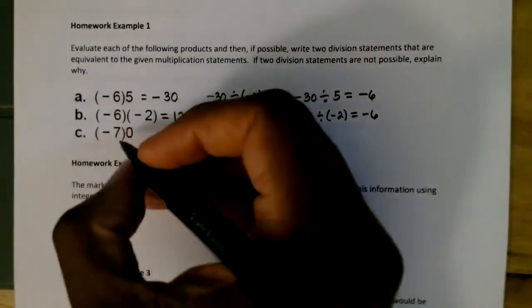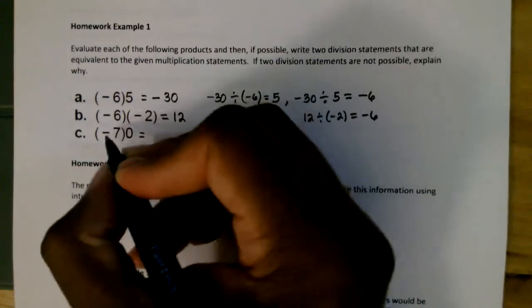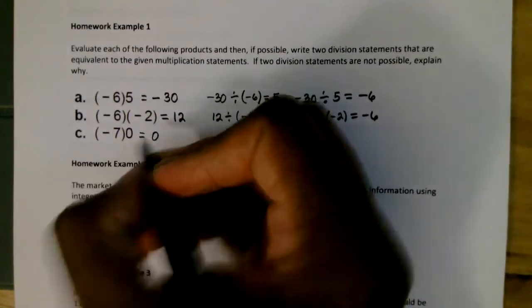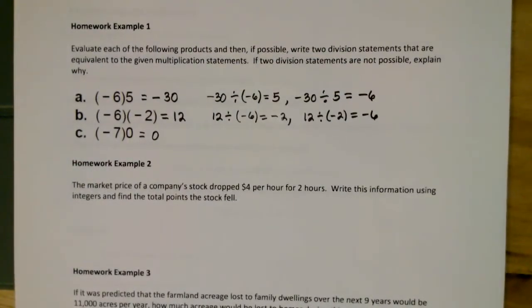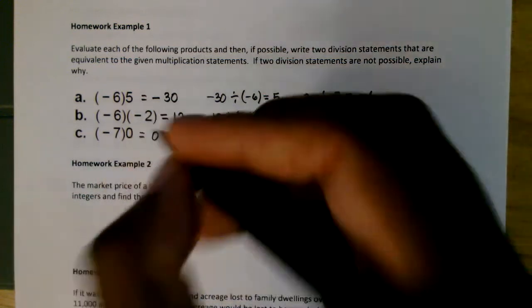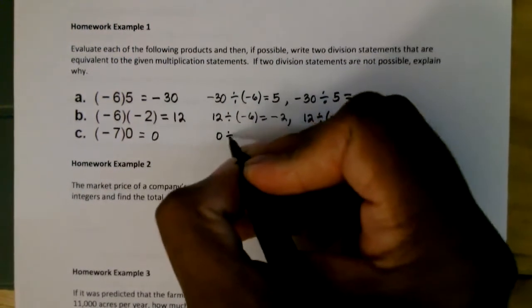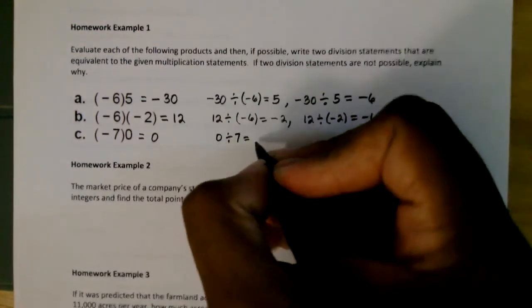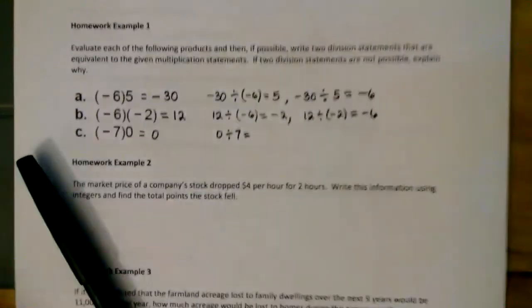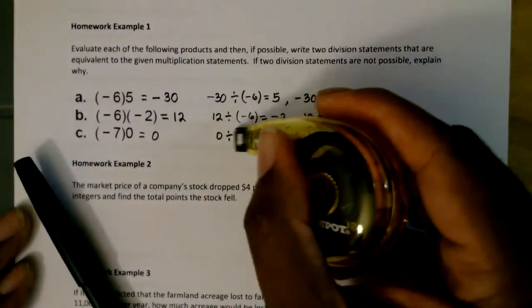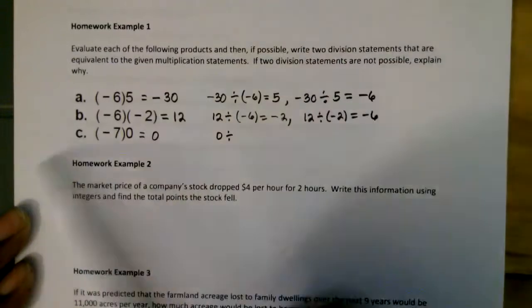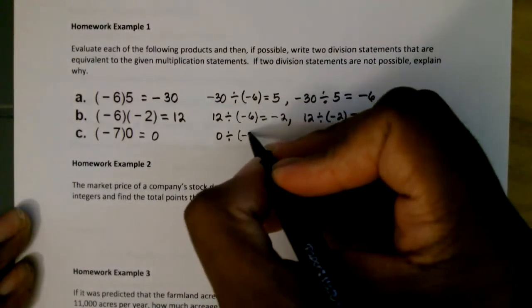And now for -7 times 0. Well, 0 times any integer is automatically going to be 0. And let's say I want to write 2 division statements for that. If I do 0 divided by 7, that would be -7. 0 divided by -7, that would be 0.